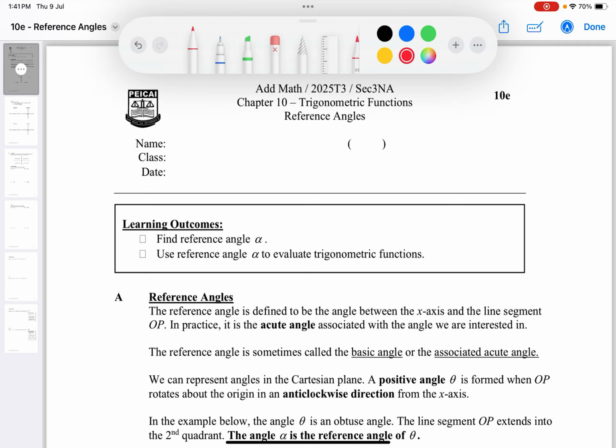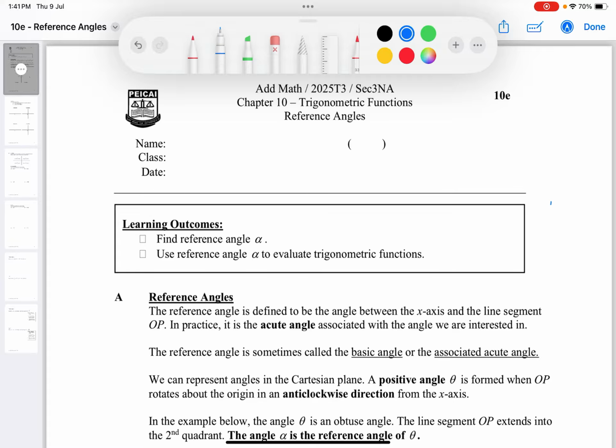I'm going to continue with yesterday's lesson, or rather Wednesday's lesson on reference angles. This is 10E of the worksheet I gave in class. If you remember, on Wednesday we spoke about reference angles and what they are. So just a quick recap.